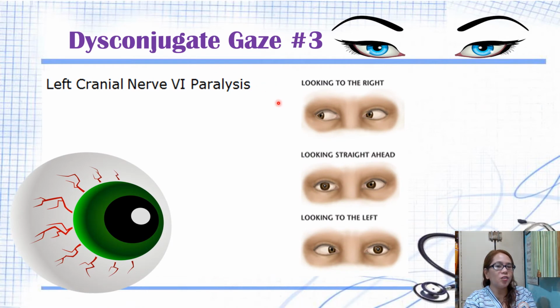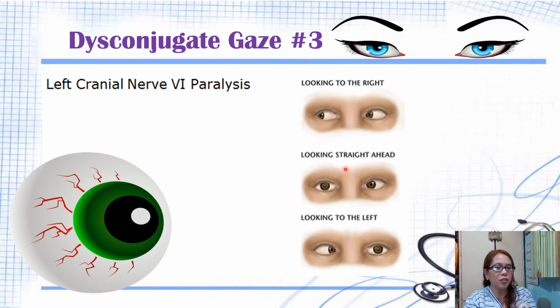Okay, so this conjugate gaze is actually a result of left cranial nerve number 6 paralysis, or your cranial nerve known as the abducens, which is responsible for controlling the movement of the lateral rectus muscle of your eyes. Looking at this image, when the patient is looking to the right, the eyes are conjugate.